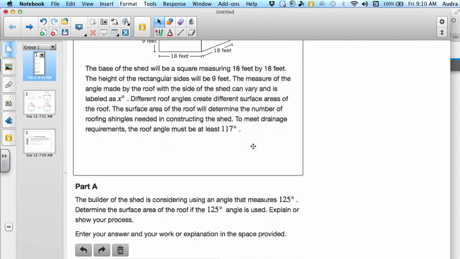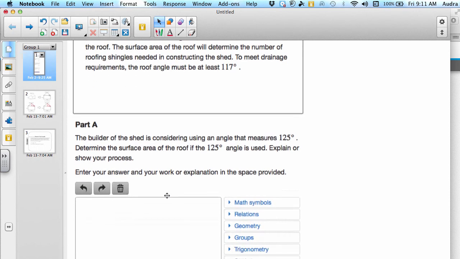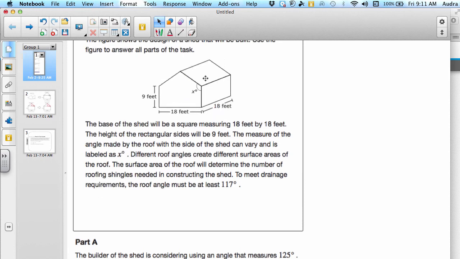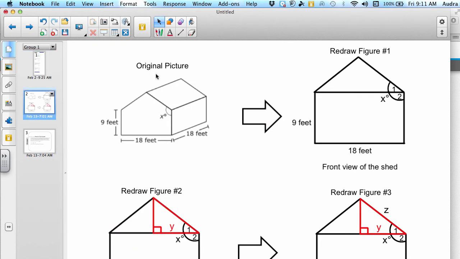Part A says the builder of the shed is considering using an angle that measures 125 degrees. Determine the surface area of the roof if that 125-degree angle is used. Explain or show your process. And then they would give you that text frame that we've been practicing with available. So my first step in geometry especially is, oh, I have a picture, I need to redraw that. So here's the original picture. I drew a front view of what I had.